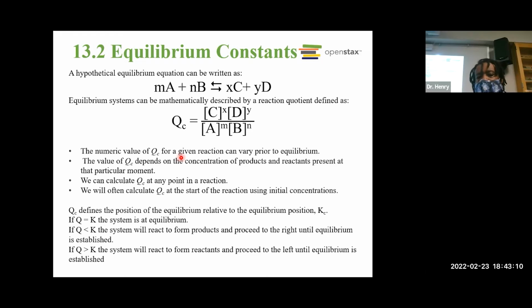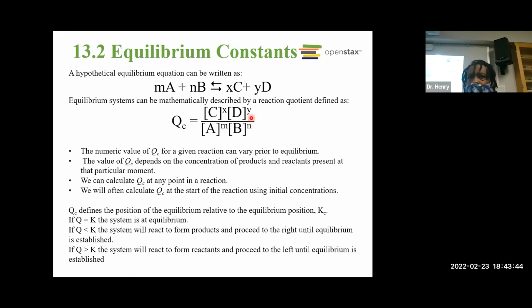Now, the QC is not the equilibrium, but it is a time point. It's like a look at a specific time point. So if we look at the QC at the start, we have no products, right? At the very beginning, let's say we only started off with our reactants. So we look at time 0, then our QC is going to be 0, because we have no products formed at that point.